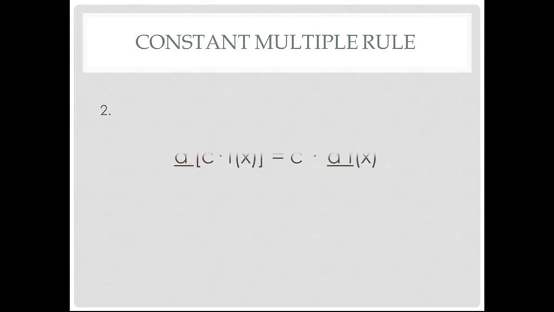Also very simple is the constant multiple rule. That is, if you have a constant times a function and you want to find its derivative, the derivative of a constant times a function, say the derivative of 4x, is going to be the constant times the derivative of the function. In this case, just 4. Again, this makes perfect sense. You pull the constant out. You can pull it right out. And so the derivative of a constant times a function is simply the constant times the derivative of the function.